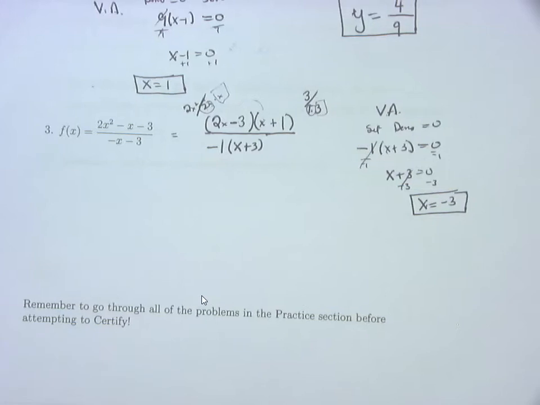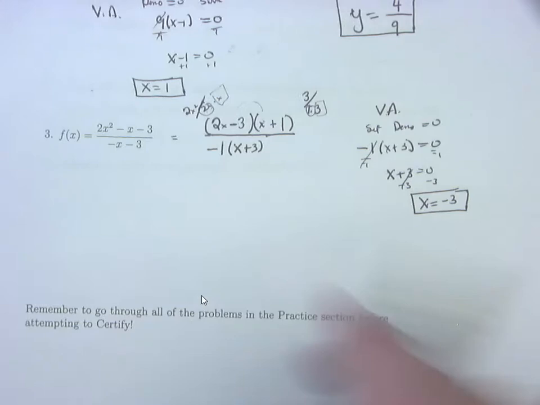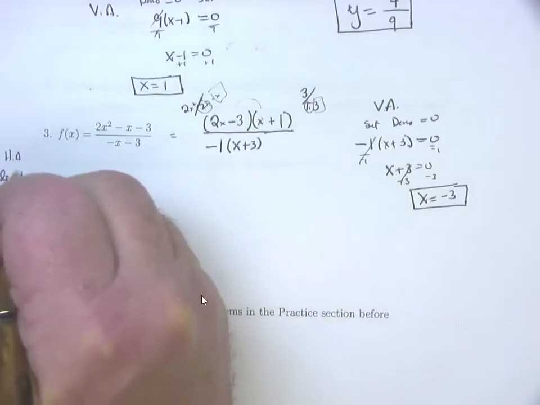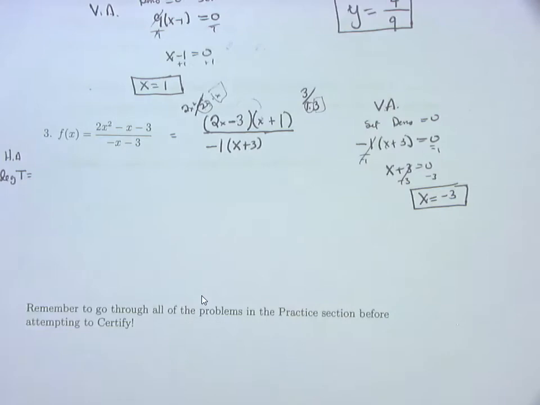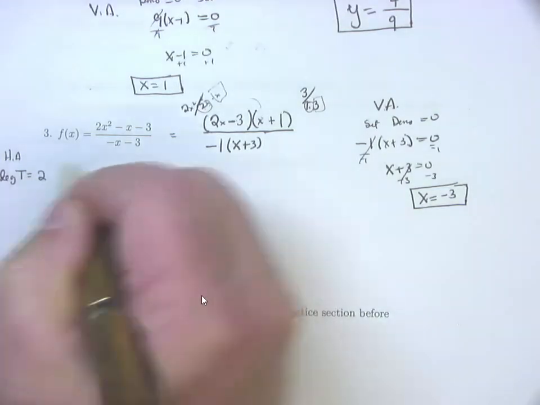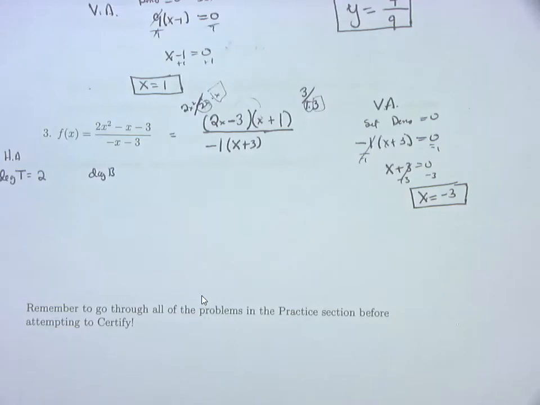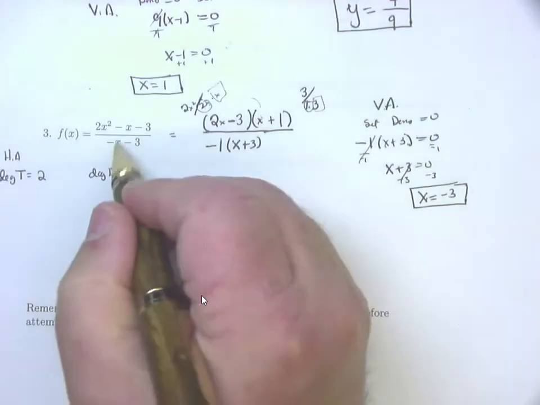Now, what about the horizontal asymptote? We're checking for the horizontal asymptote. I have the degree of the numerator, the top. What's the degree of the top? 2. Compare that to the degree of the bottom, the denominator. What's the degree of the denominator? Negative x to the first, so it's 1.